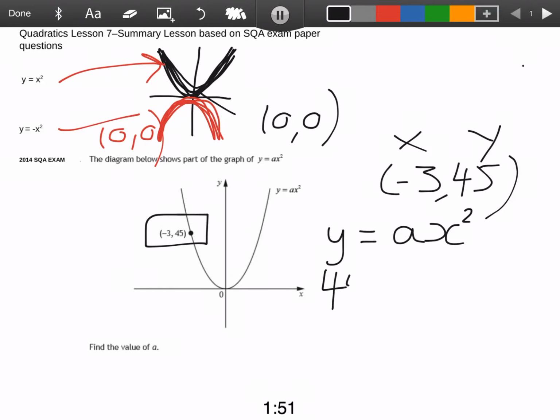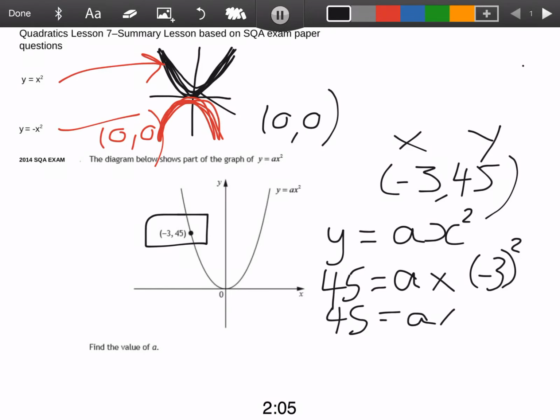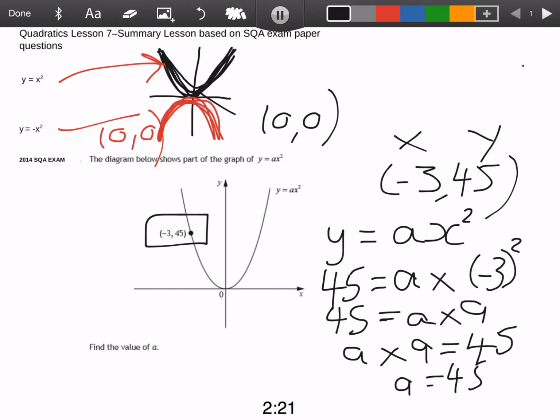So 45 equals a times x squared, remember ax squared means a times x squared, so I'm going to write a times negative 3 squared. 45 is therefore equal to a times negative 3 times negative 3. Non-calculator, two negatives multiplied give a positive, so it's a times 9. A times 9 is 45, so a is 45 divided by 9. How many 9s in 45? A is 5. So a is the number 5, okay?